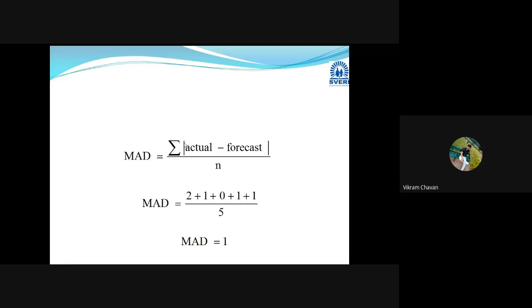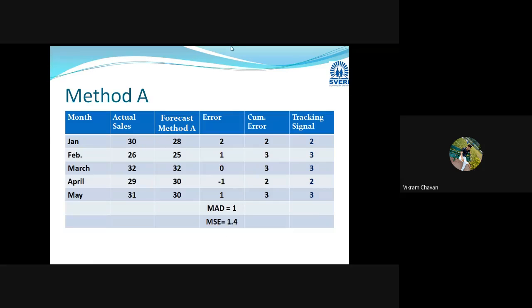The same formula we are using to find the tracking signal for each particular month. The cumulative error for the January month is 2, and the total MAD is 1. So 2 divided by 1 will be equal to 2. The tracking signal we are getting is 2 for January.